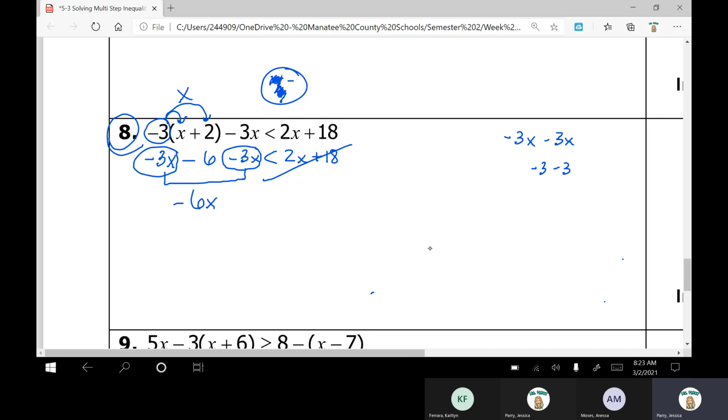Okay, I'm going to erase that because that was just showing you that I was covering it up. I'm going to copy down the -6 since we haven't touched it yet. This one here, copy it down, -6. Bring down the inequality sign.